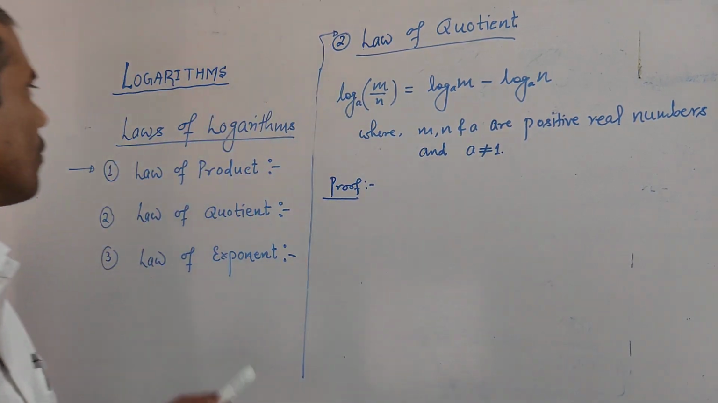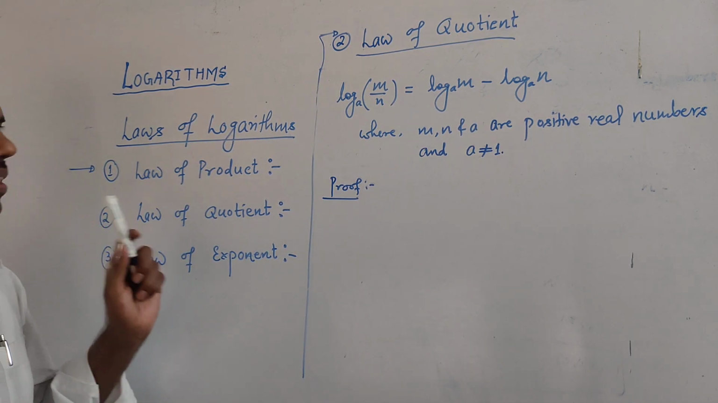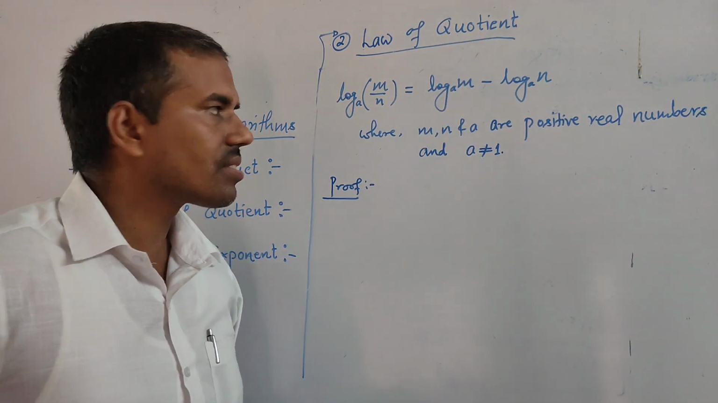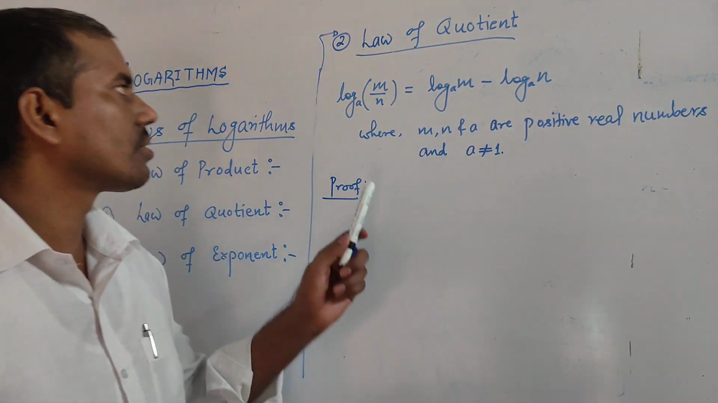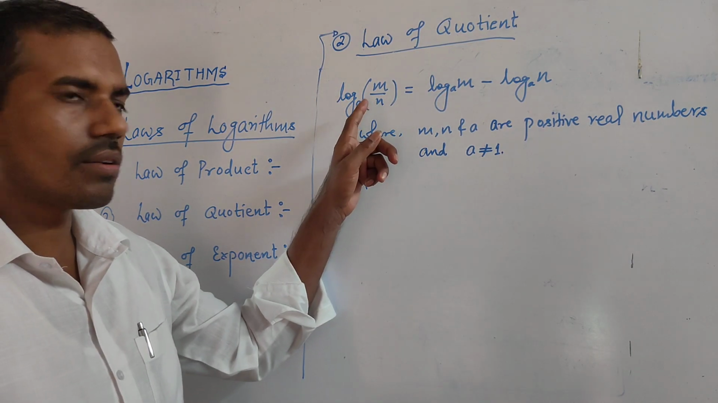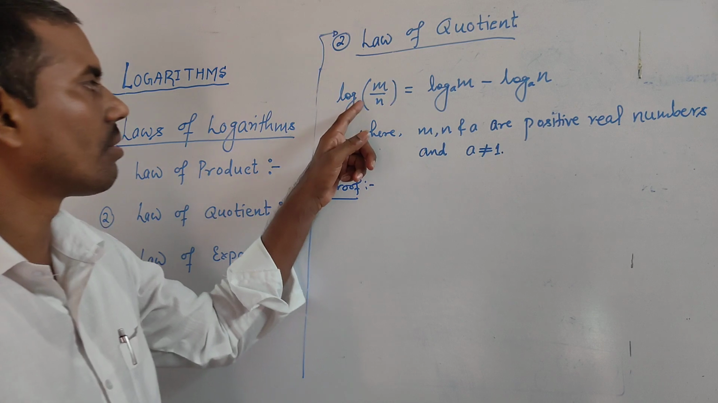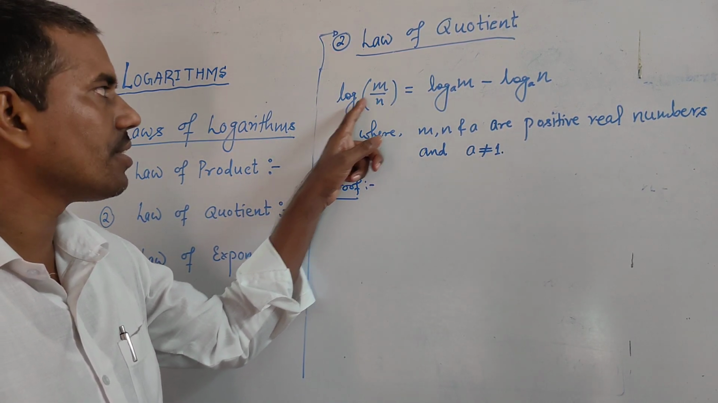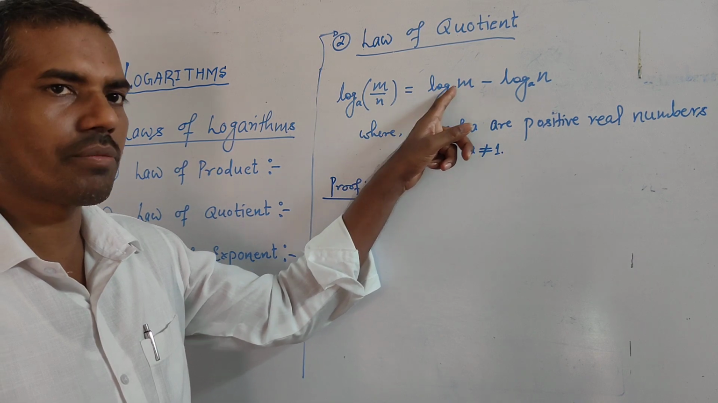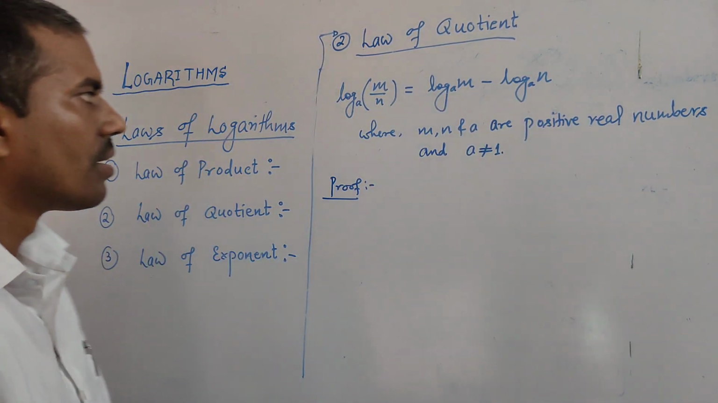The next property of the laws of logarithm is the law of quotient. The law of quotient states that, where m and n are positive real numbers, log of the division of two numbers m and n to the base a is equal to log of m to the base a minus log of n to the base a.